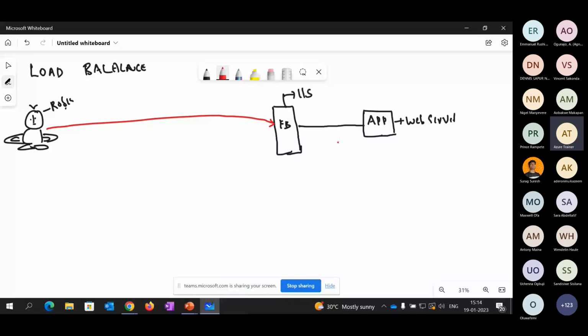Now take a scenario here. We are getting many such requests from clients. Jonathan is accessing, Prince is accessing, Kamal is accessing, Samesh is asking, everyone is accessing.